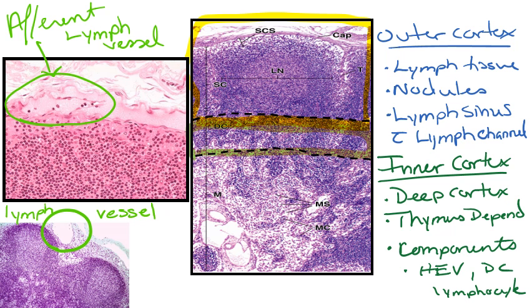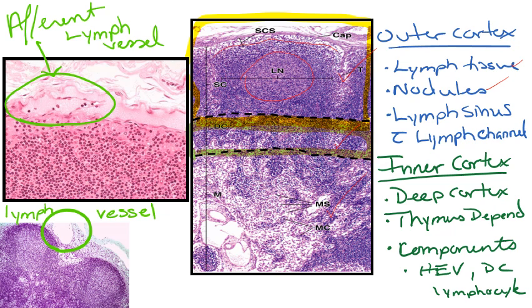We have 3 different areas. We have the outer cortex, we have the inner cortex, and we have the medulla. The outer cortex consists of lymph tissue that also has the lymph nodules, which we see right here, and our lymph sinus with lymph channels. And you'll see right here, we have this opening. This is the main difference to differentiate between a thymus and a lymph node. The thymus does not have this area right here.